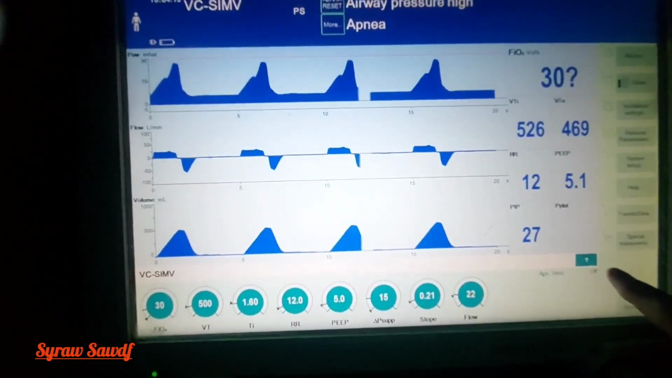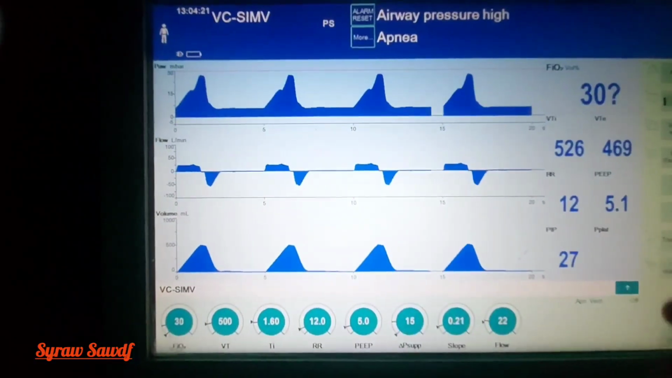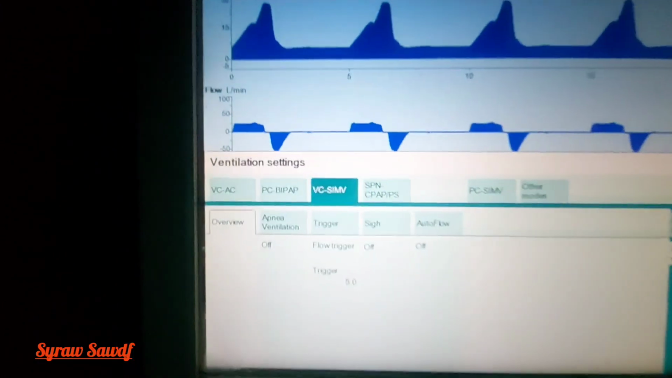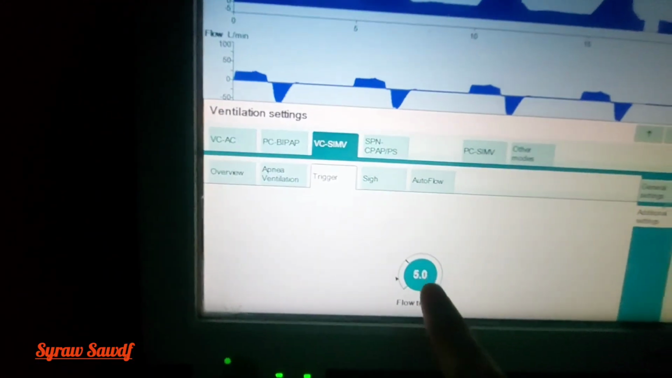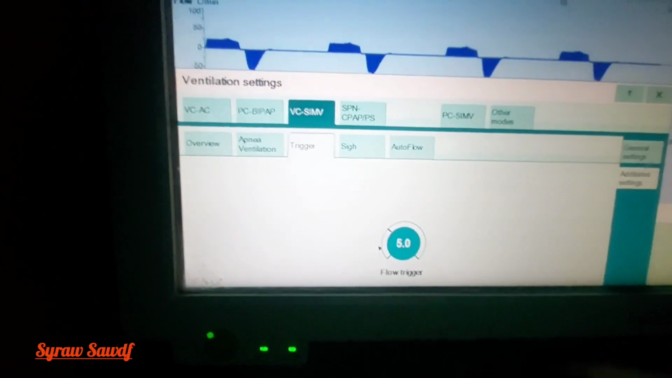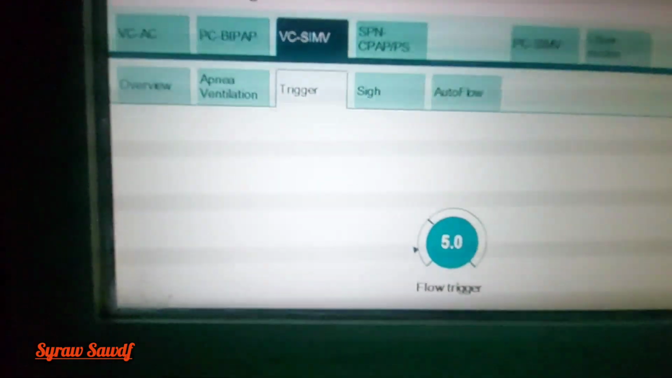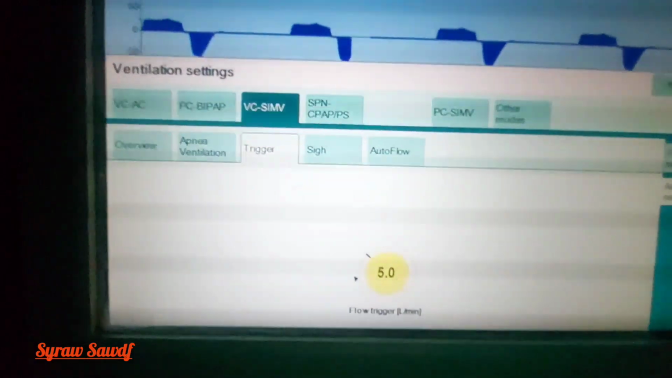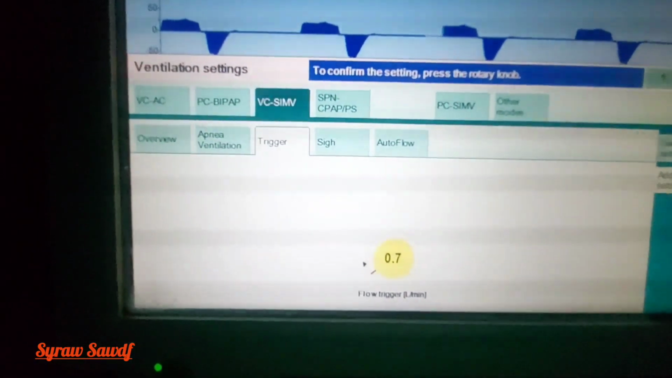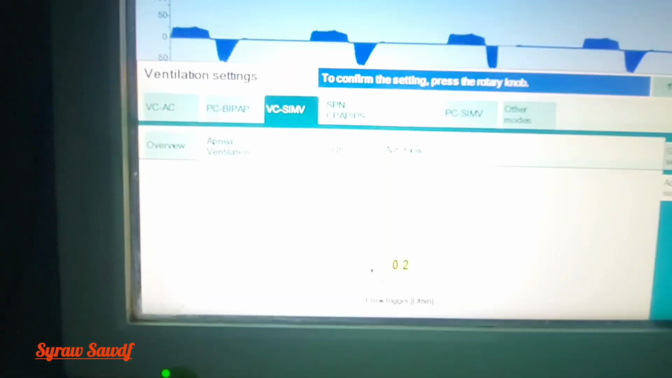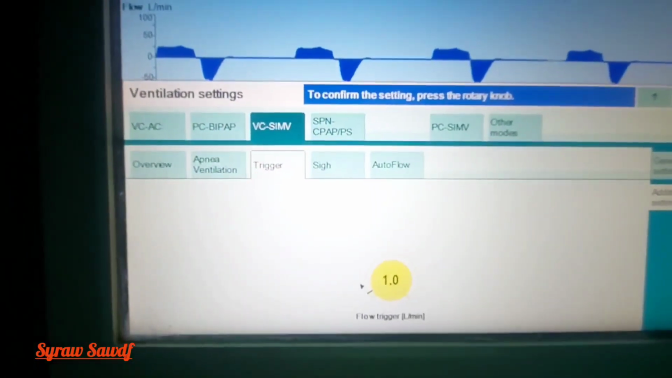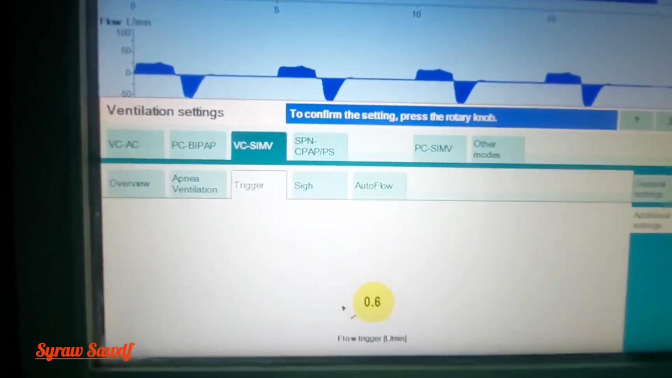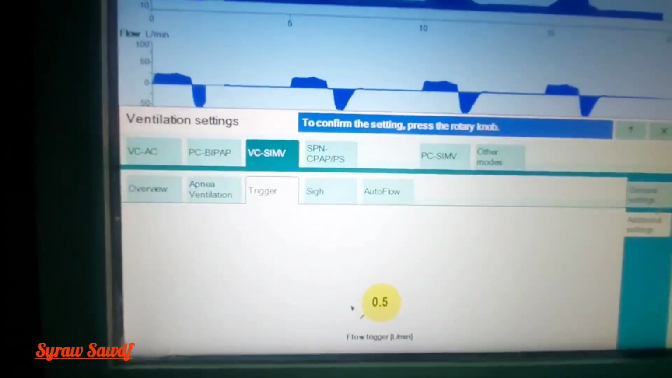Let me show you. We have trigger in the additional settings. We have trigger here, additional settings. Yeah, we have touched that button and we got this option, that is flow trigger. It is set at 5, so we can also decrease it. Like I will take it to, let's say, even 0.2, I will take it to 0.5. So it's up to you. You can keep it minimum.